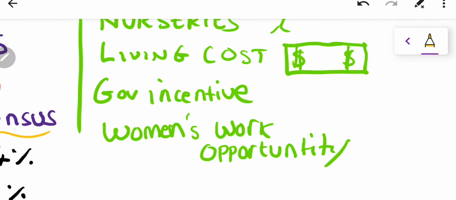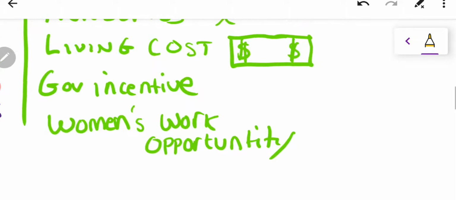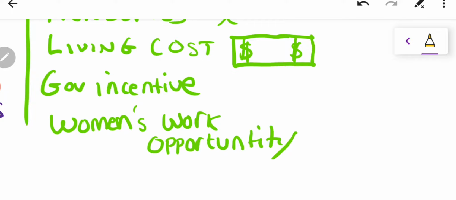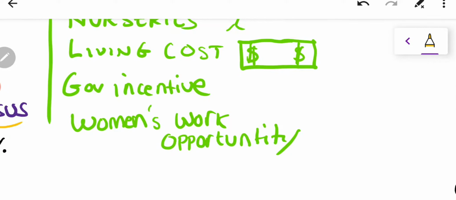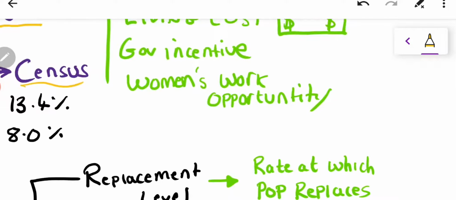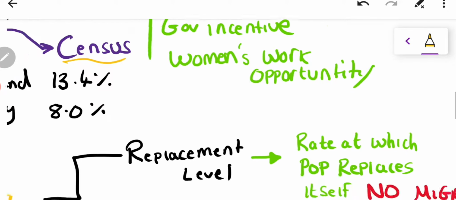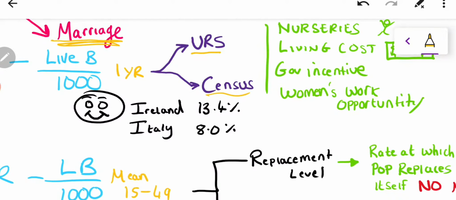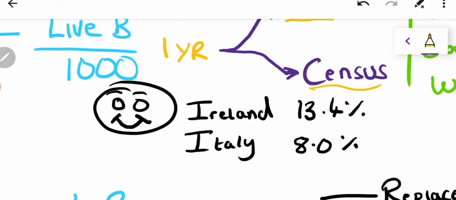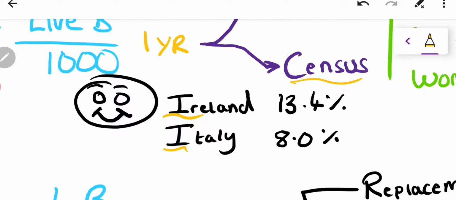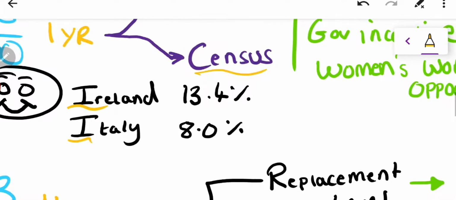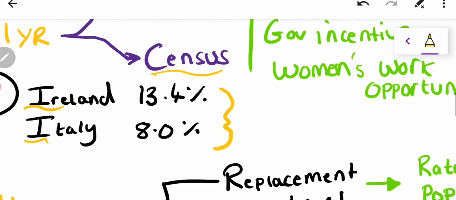Government incentives. How much does the government provide support? Bulgaria themselves provide a lot. I'm not going to go too much into that. And women's work opportunities, that makes sense, women having kids later on in life. If you really want to impress the examiners, you can drop a stat or two. I put the two I's, Ireland and Italy. The reason why Ireland is so high is something that will really impress them.